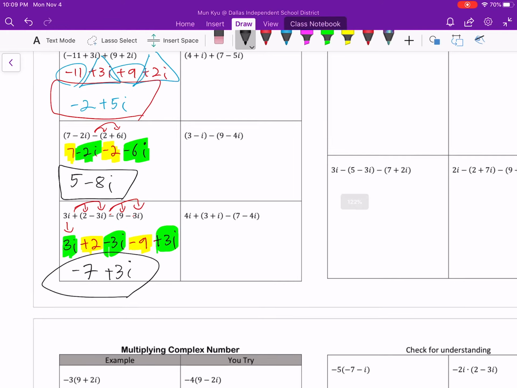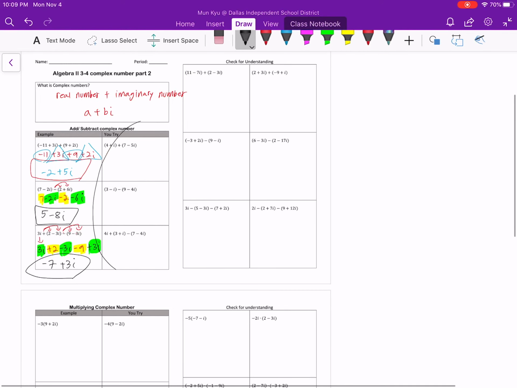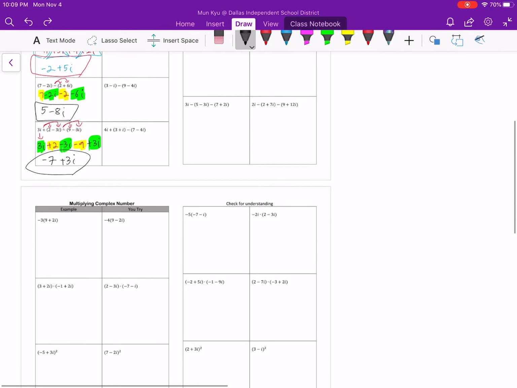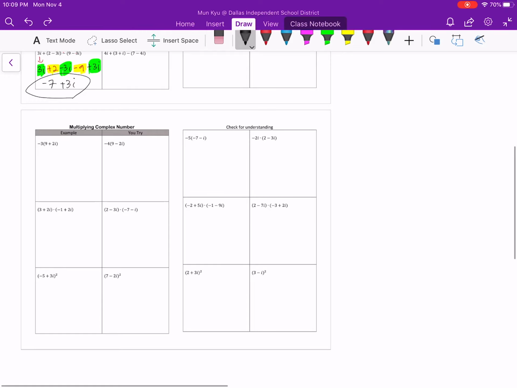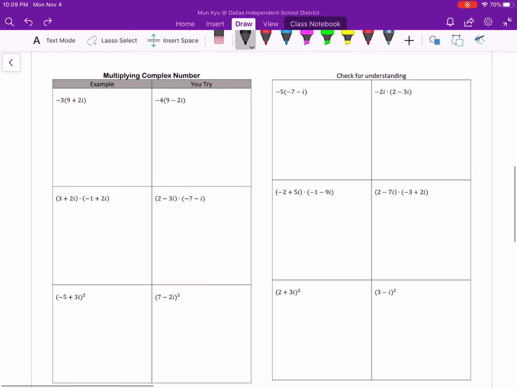So easy like this. So here, you try one and check for understanding. Try it by yourself. It should not be a problem. But here are the 3 questions that you might need. Do you see this negative 3? It's so simple. If you distribute, it's going to be negative 27. Negative 3 times positive 2 is going to be negative 6 and i. And that's it. So easy like this.